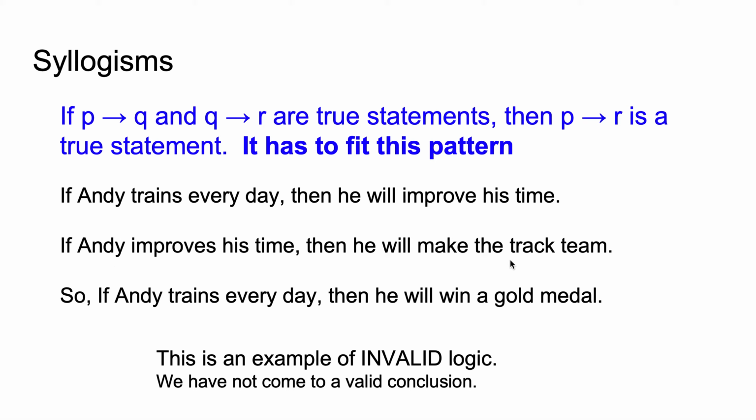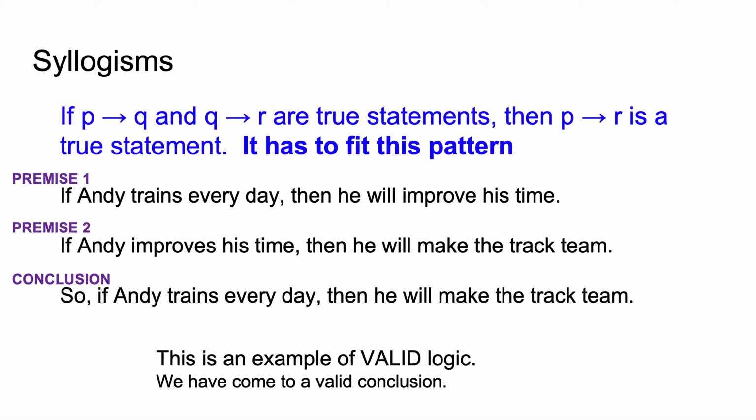Here's another invalid example. If Andy trains every day, he will improve his time. If he improves his time, he'll make the team. If he doesn't make the team, his life is over, right? This is a non sequitur fallacy. His life doesn't depend on him making the track team, and that has nothing to do with these premises here. So there is the valid logic.